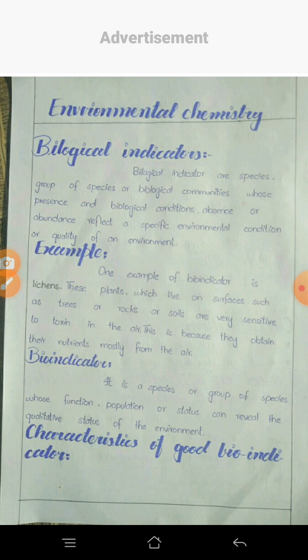These plants, which live on surfaces such as trees, rocks or soil, are very sensitive to toxins in the air. The dominant partner is the fungus, which gives the lichen the majority of its characteristics, from its thallus shape to its fruiting bodies. Lichen can live in extreme conditions but they hate pollution. That's why they clean the air, or rather this is because they obtain their nutrients mostly from the environment.